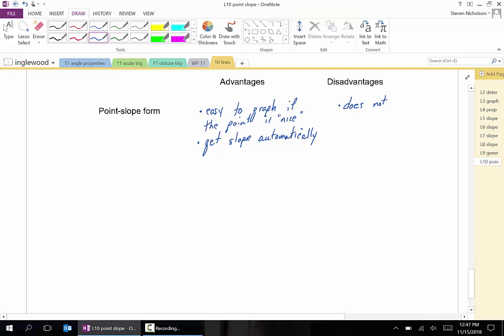Now, the disadvantage is, well, it does not give the x and y intercepts. And in fact, in order to find the x and y intercepts, what you'd first have to do is expand all that out and collect like terms, and then plug in 0 for x and 0 for y and all that sort of stuff. So I don't recommend this one as a form that works well for finding x and y intercepts, but it does work well for graphing, and it does work well for the slope. And in a pinch, if you had to find the x and y intercept, you could.